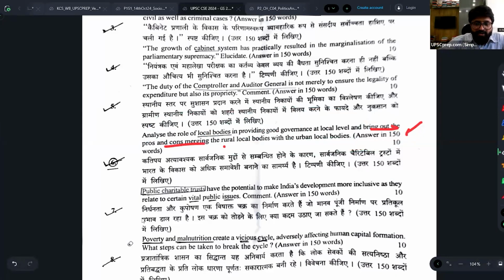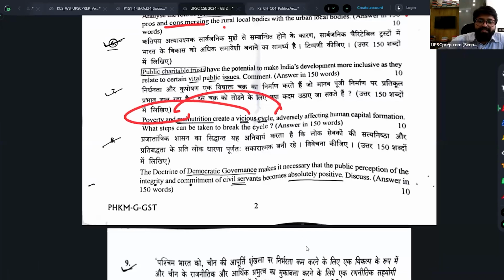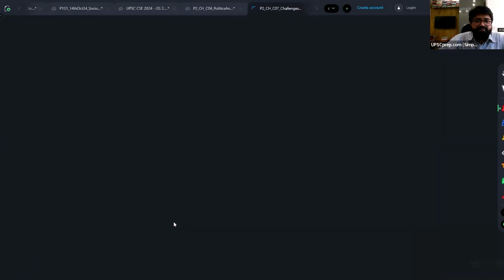Then question 7, poverty and malnutrition. This question we will spend a lot of time on. The vicious cycle of poverty, let me open. So poverty and malnutrition have a vicious cycle, but the vicious cycle we discuss a lot. We discuss human capital also. Let me open the poverty-related notes. Here we discuss poverty.